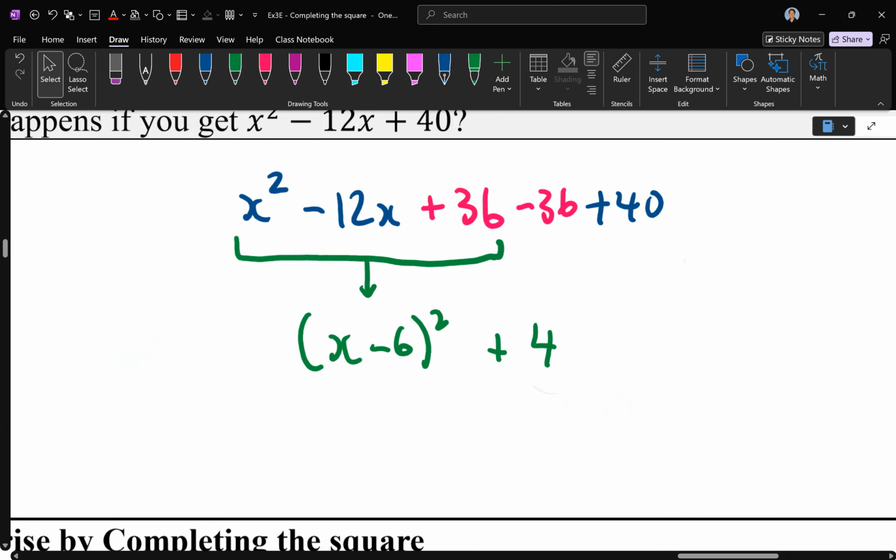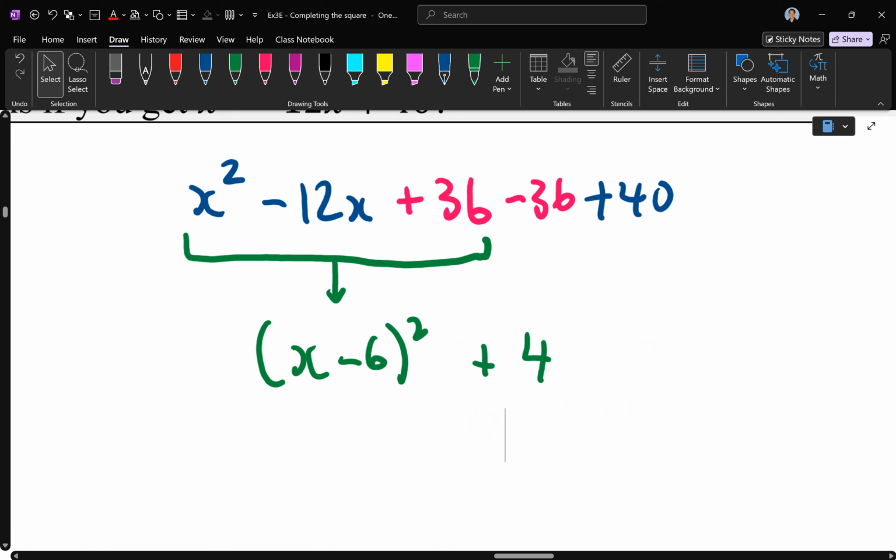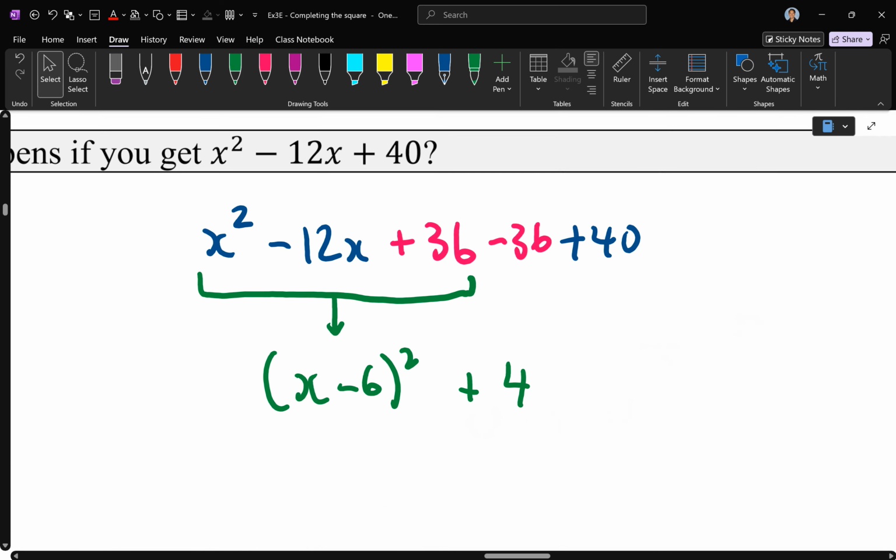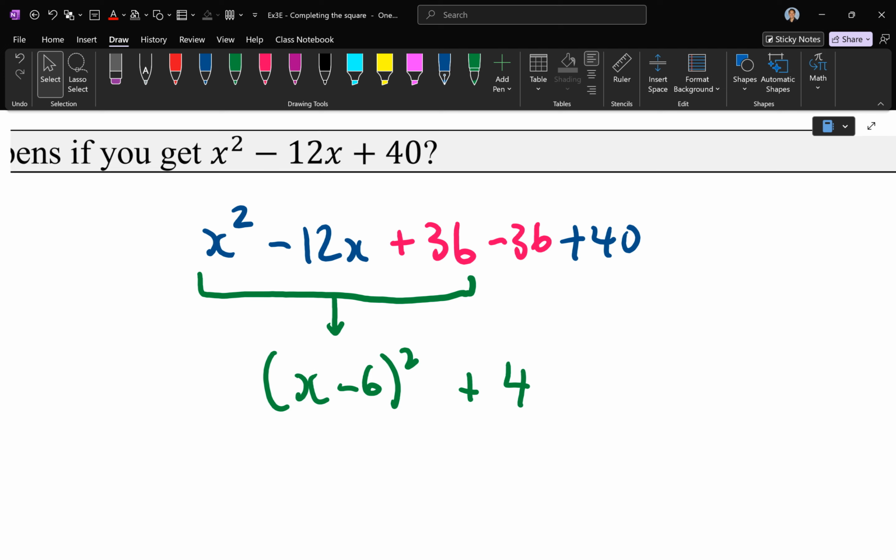If we were to just look at this equation right here, so we started off with, I'm going to zoom out a bit, we started off with x squared minus 12x plus 40. We knew the technique to get here. And remember, all I did was I just said the last number should be a plus 36. Don't have it? Write it in. Subtract it, so technically it wasn't ever there. But negative 36 plus 40 simplifies to plus 4. Now, why do I like this form?